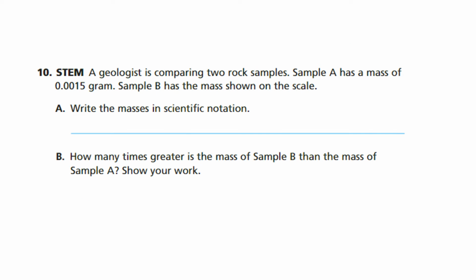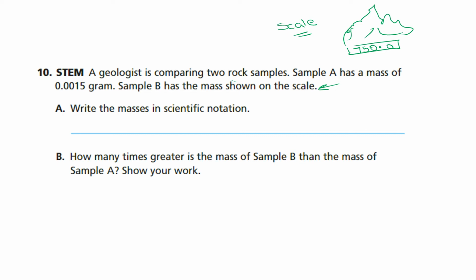Here is the question. The question states that a geologist is comparing two rock samples. Sample A has a mass of 0.0015 and sample B has the mass shown on the scale. Okay, in your textbook there is a scale on which a rock is lying, and on the scale it is written 750.0. This is the scale as shown in your textbook. So write down both masses in the scientific notation.